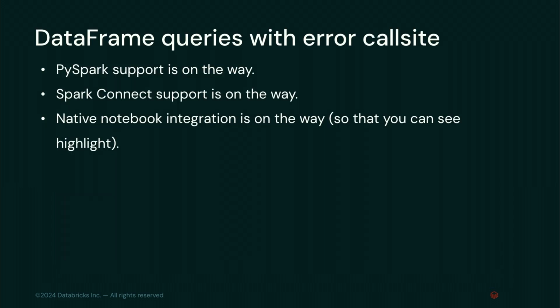So there are many things ongoing, and we hope to complete all of them in the Spark 4.0 release. For example, the PySpark support: you can point to the Python code file and the line number. Also Spark Connect support. Even if you run your query on a Spark Connect client, we can also carry the error context and show you which place of the query contains the error operator. We will also support this feature with our native notebook so that we can highlight the error code in the notebook.